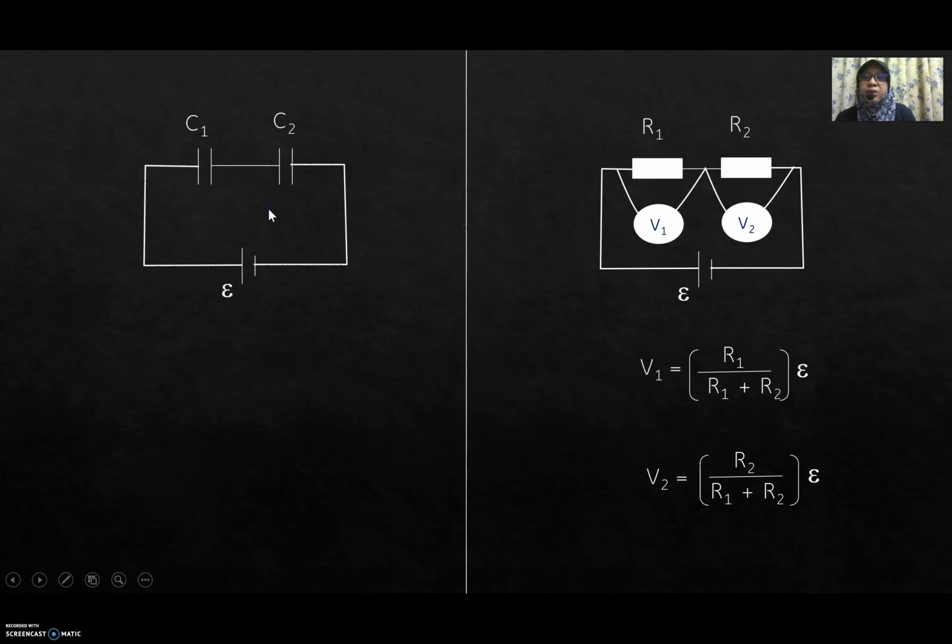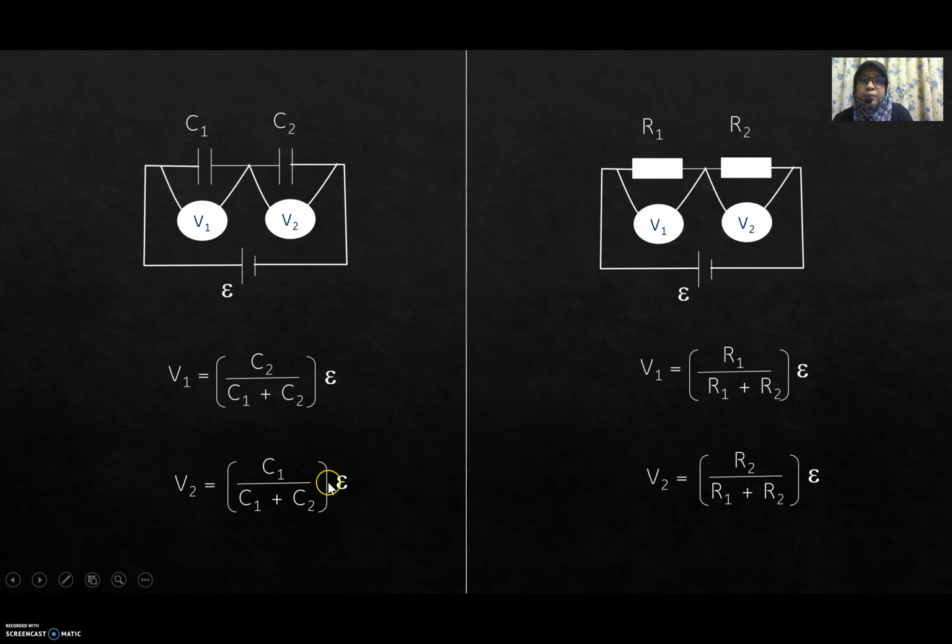For capacitors arranged in series, the voltage across C1 is given by the formula C2 per C1 plus C2 times the EMF. Compare these two. For capacitors in series, we use C2, but for the resistor, we use R1 instead. So V1 uses R1, but for capacitors in series, V1 uses C2. For the voltage across C2, we use C1 per C1 plus C2 times the EMF. So how do we get this formula? Let's discuss further.